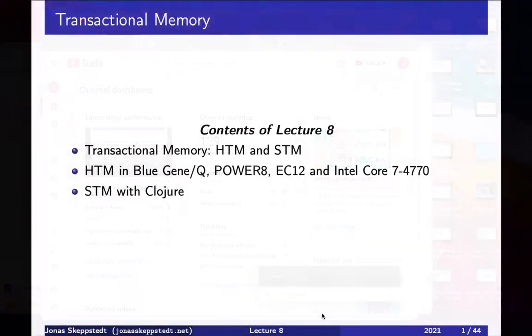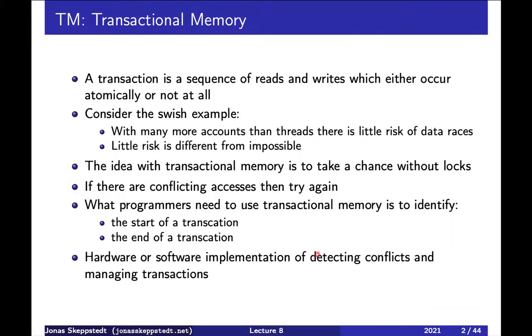Okay, so how can we do that then? Well, a transaction is a sequence of reads and writes. The transaction obviously contains other instructions as well. It's a part of the code. But it's the reads and writes that are checked. So the idea is really to take a chance without locks, and if there are conflicting accesses between two different transactions made by different threads, then at least one of the transactions is started again.